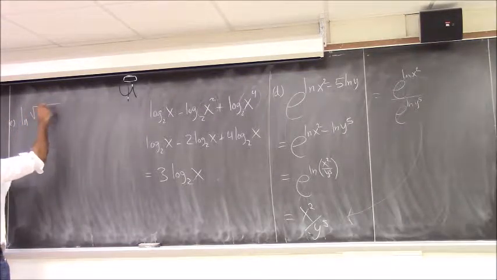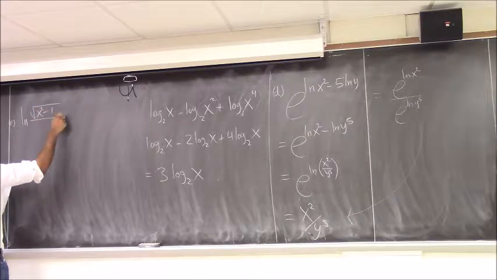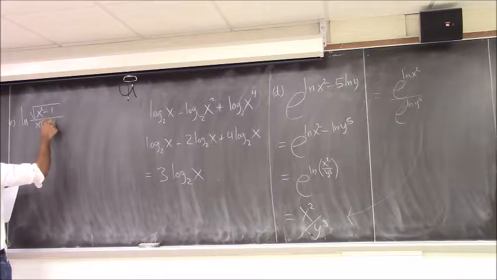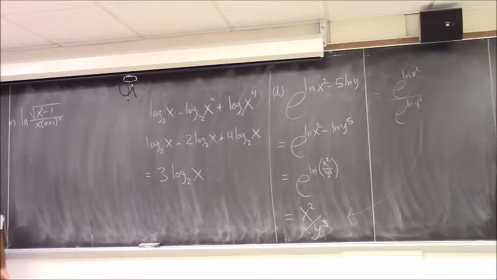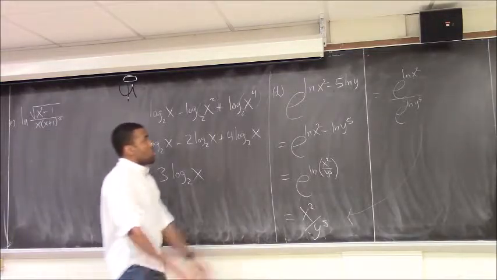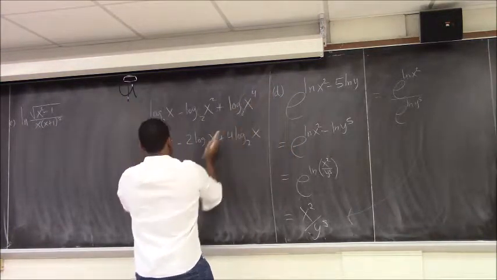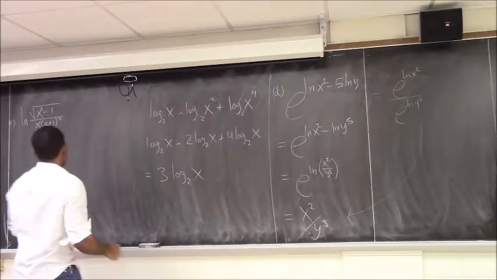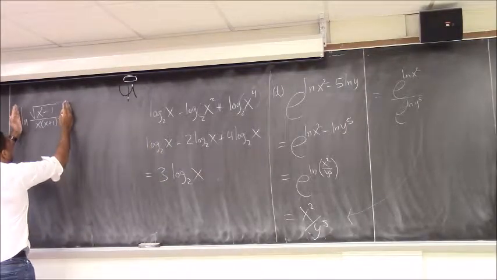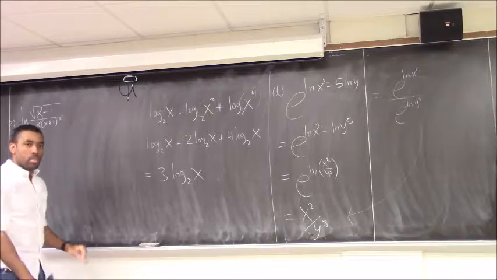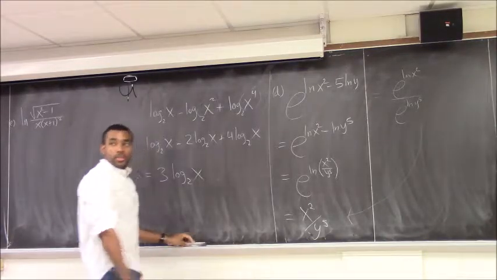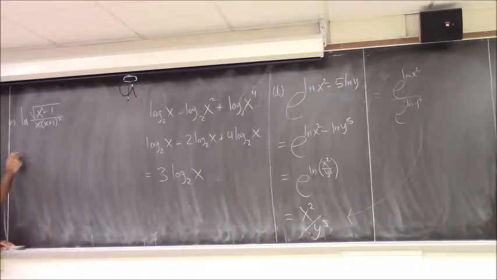So the request here was to expand this one and simplify it. Before, we were contracting a log. We took a bunch of logs and combined them into one big log. I want to literally do the opposite here. I have one log to separate into a bunch of other little logs. What can we do here?